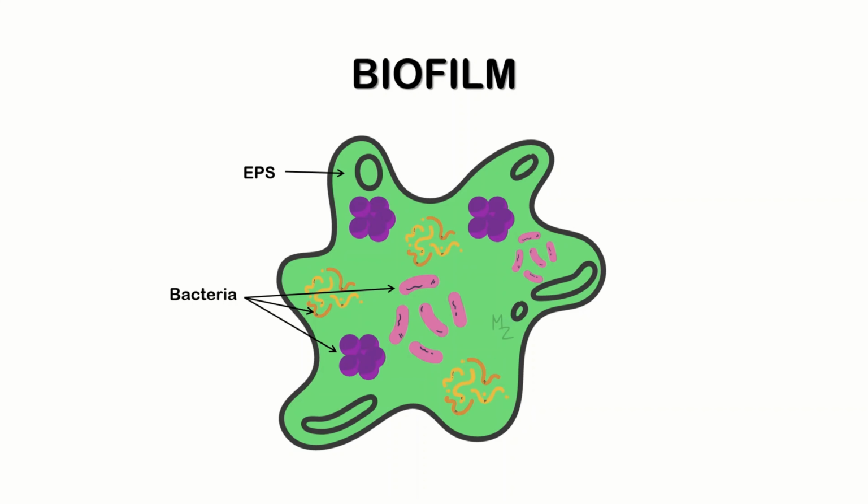In this picture, you can see EPS containing different types of bacteria, both gram-positive and gram-negative. And EPS is a glue-like, sticky kind of material that holds these microbes together.